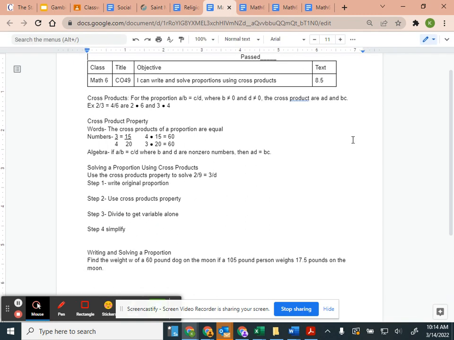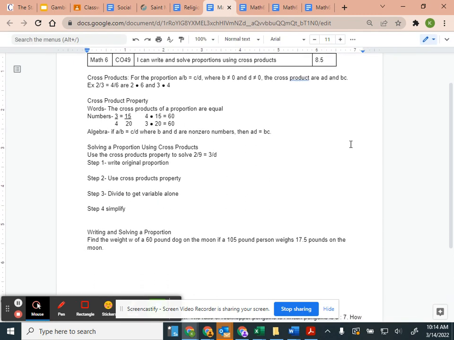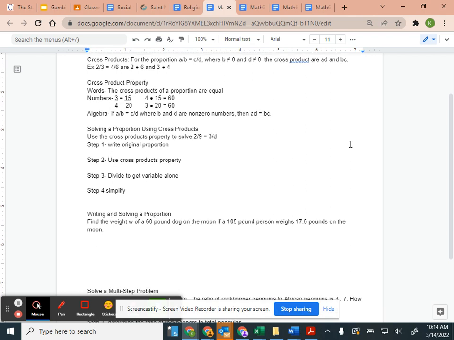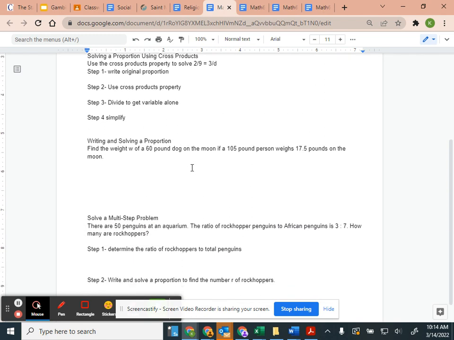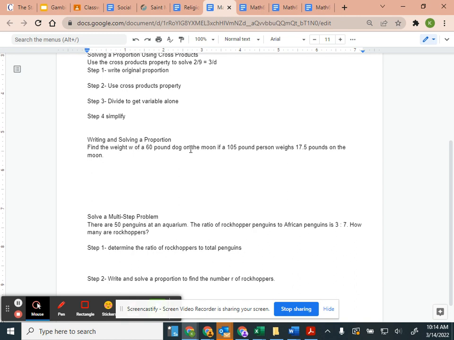CO49. I can write and solve proportions using cross products. So remember, the cross products is where we can multiply across or diagonally. 3 times 20 is 60. 4 times 15 is 60. It's a proportion. So using the cross products, it's the same thing that we just did. We're just putting new words to it. You're still multiplying and dividing the same way.